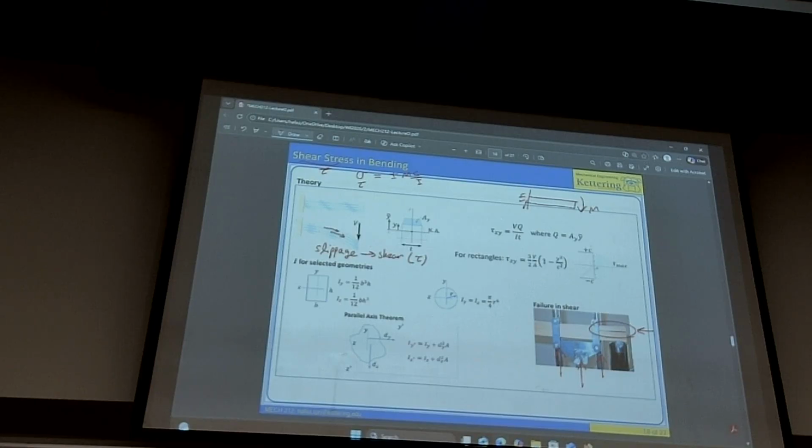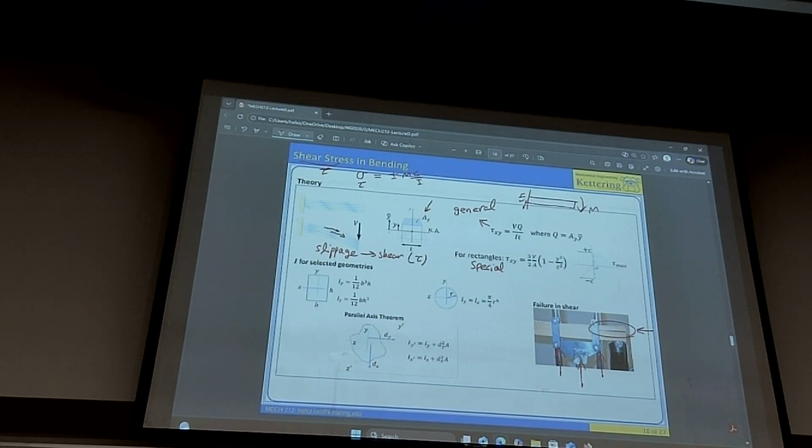All right, so that's the lesson out of this, but how do we model it? In two ways, giving the same result. This one, VQ over It, is for general geometries. No matter what the cross section is, that always works. This other one is special. It works only if the cross section is rectangular. In this case, the textbook gave us this trapezoidal shape, so this lower one does not work.